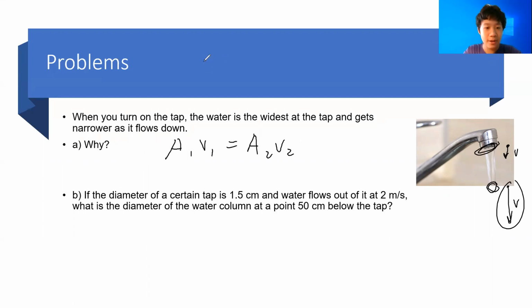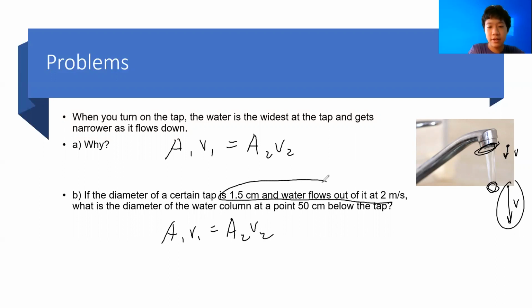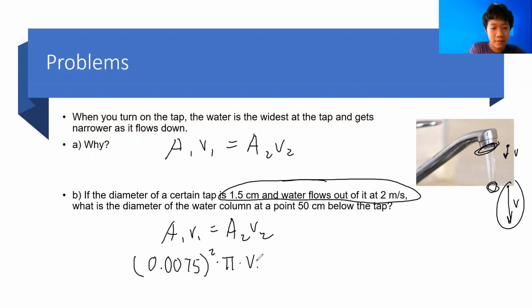Now part B, we'll just apply this formula, okay? So we have A1 V1 equals A2 V2. Let's say these things are A1 and V1. So A1 is going to be 0.075 squared times pi, times V1. Well, V1 is given, so that's 2. Now we want to find A2, so we can get the diameter, okay? A2 times, well now, what's V2?